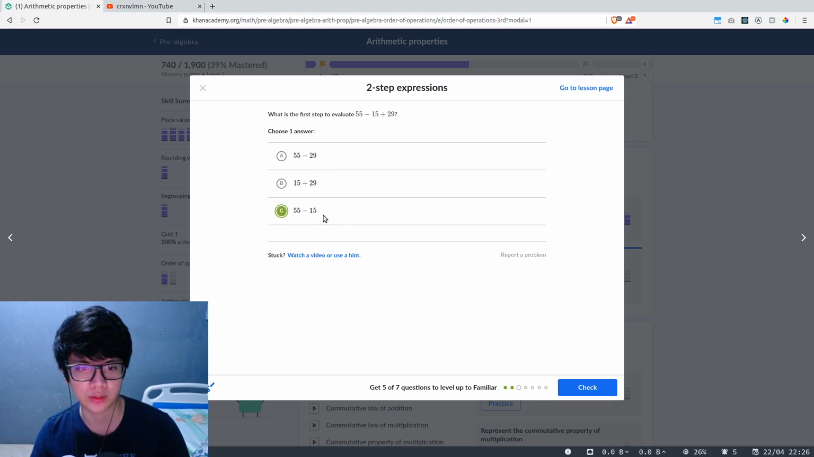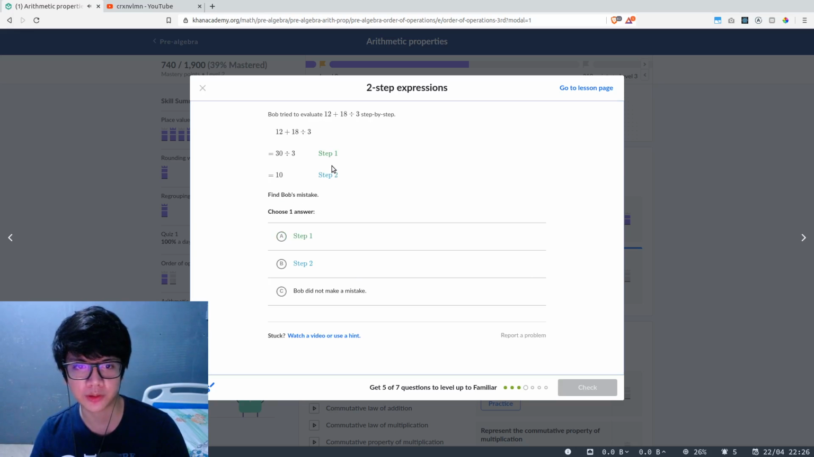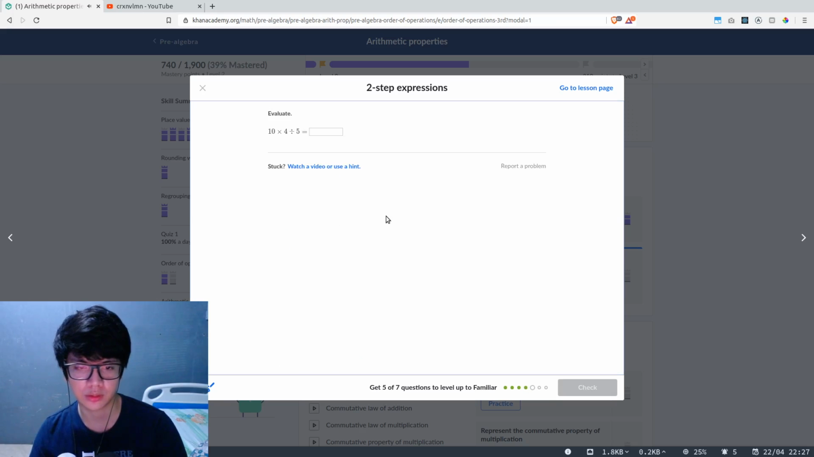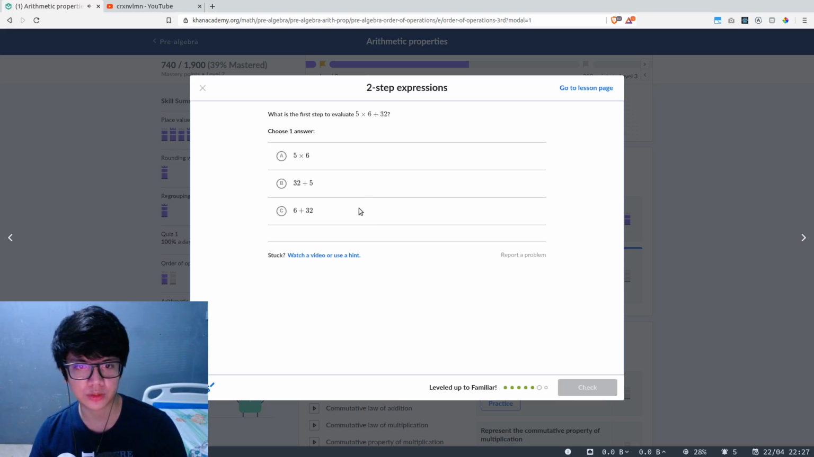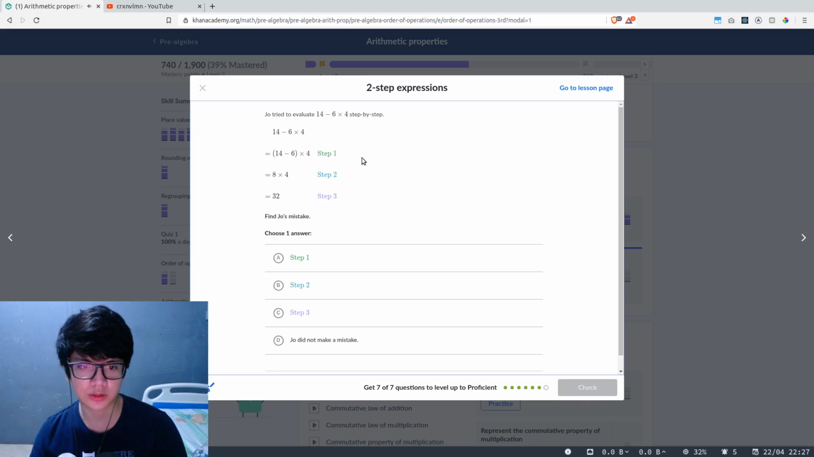55 minus 15. Bob tried to evaluate 12 plus 8 divided by 3. So, you're already wrong in your first step, man. Evaluate. Okay, it's going to be 40 divided by 5. It's going to be 8. What is the first step to evaluate 5 times 6 plus 30? 5 times 6. Joe tried to evaluate 14 minus 6 times 4. Find Joe's mistake. You already made a mistake at your first step.